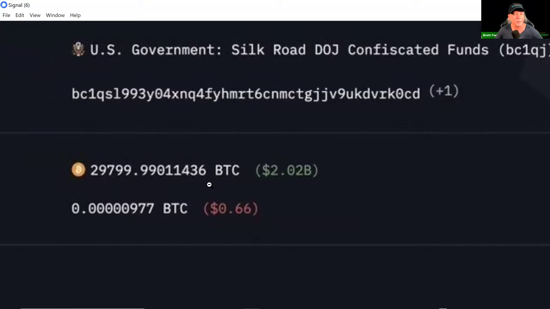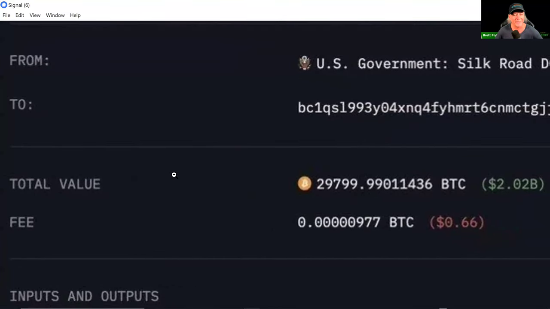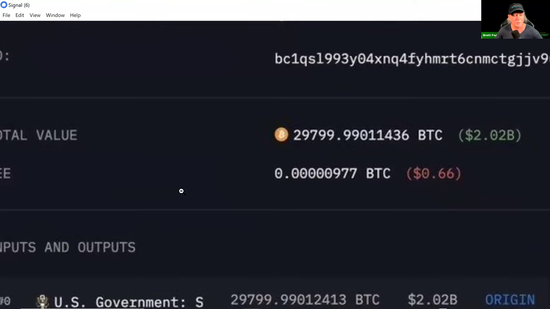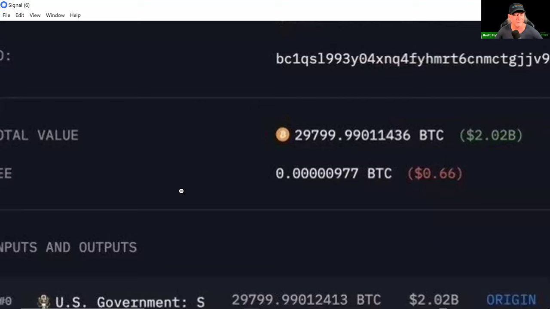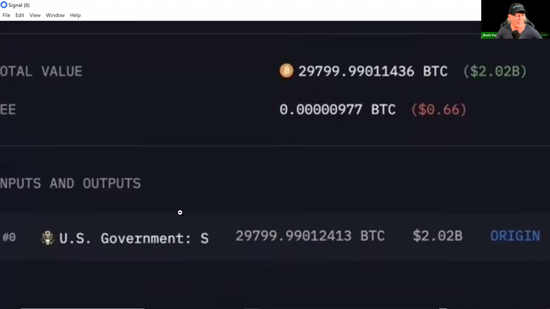That's why it's a distributed ledger. Decentralized distributed ledger is a good thing. Now, this is amazing, by the way. They sent $2.02 billion of Bitcoin, and the fee was 0.66 cents. So amazing. Imagine trying to send that much money through the traditional banking channels.